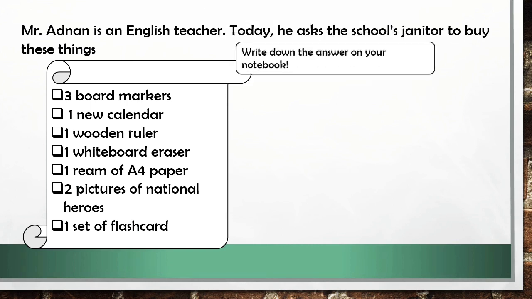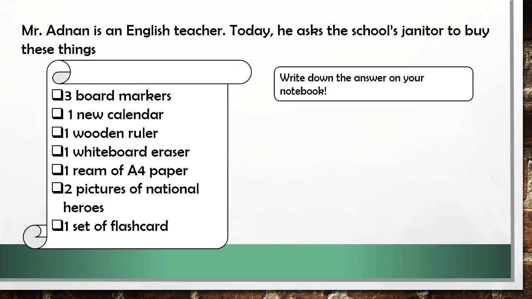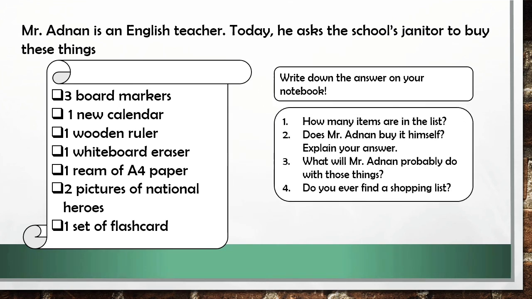Now it's your turn to write down the answers below in your notebook. Number 1, how many items are in the list? Number 2, does Mr. Adnan buy it himself? Explain your answer. And then number 3, what will Mr. Adnan probably do with those things? And then number 4, do you ever find a shopping list like this? Don't forget to write down the answers in your notebook.